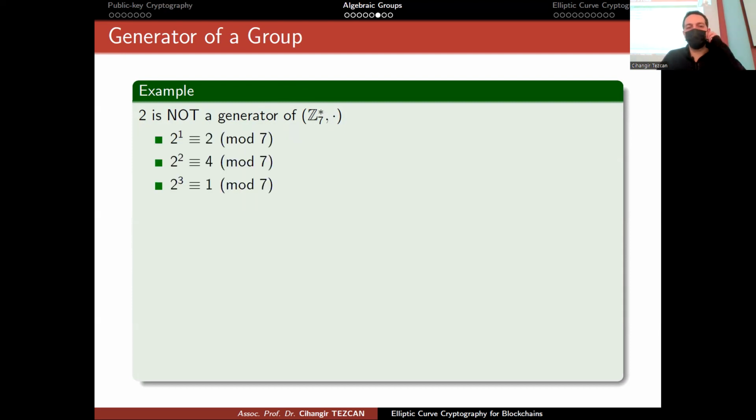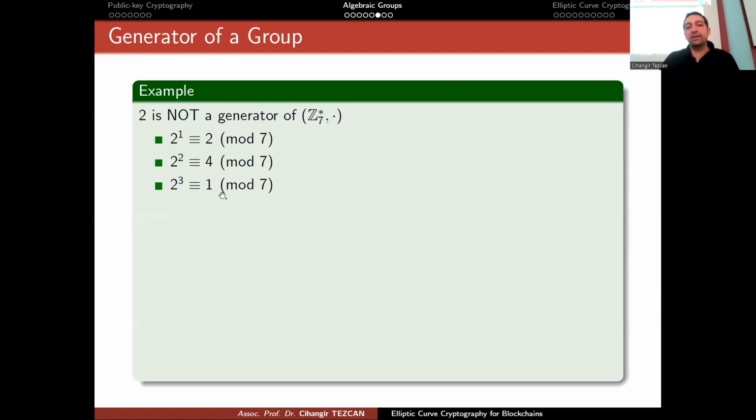Okay, so let's check. 2 to the power 1 equals 2. I'm repeating the group operation, right? In this case, it is multiplication. So I multiply 2 with itself, which is 2 to the power 2, and I end up with 4. I again multiply with 2, which is 2 to the power 3, but this time I end up with 1 modulo 7.